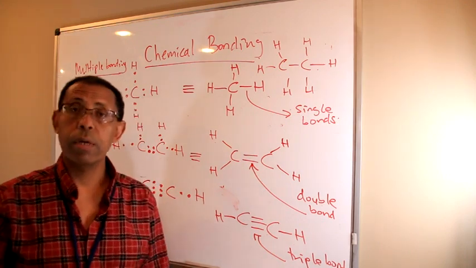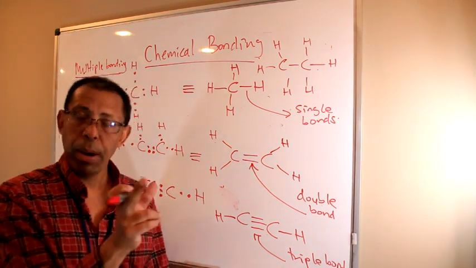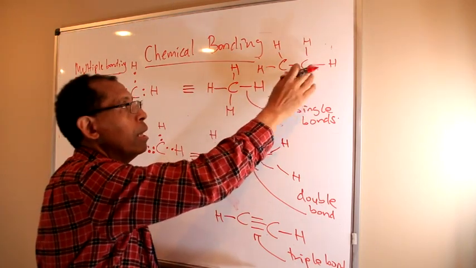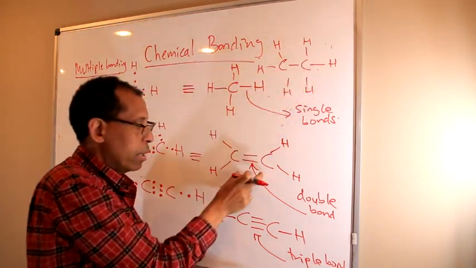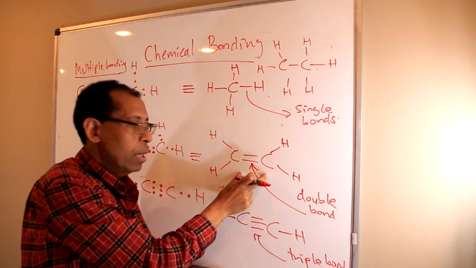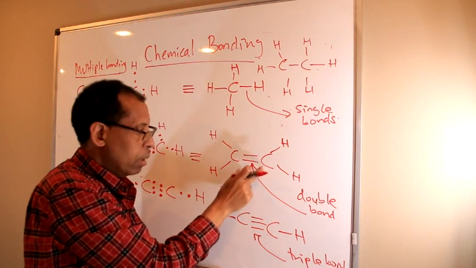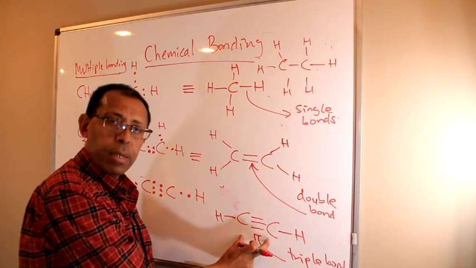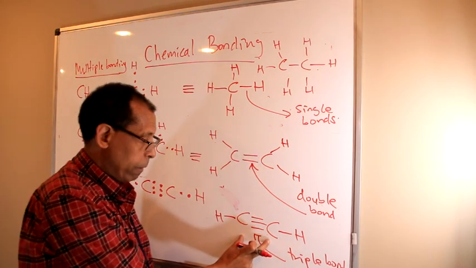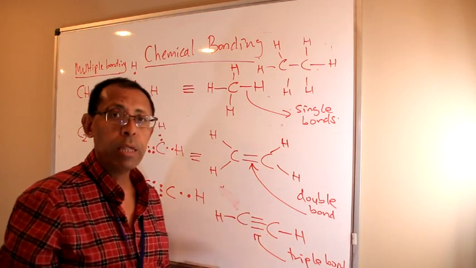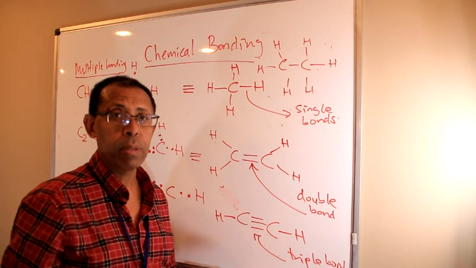How about in terms of lengths? The bond length of a carbon-carbon single bond is much longer than a carbon-carbon double bond. The carbon-carbon double bond length is much longer than the carbon-carbon triple bond. Therefore, the carbon-carbon triple bond is the shortest and the strongest bond.